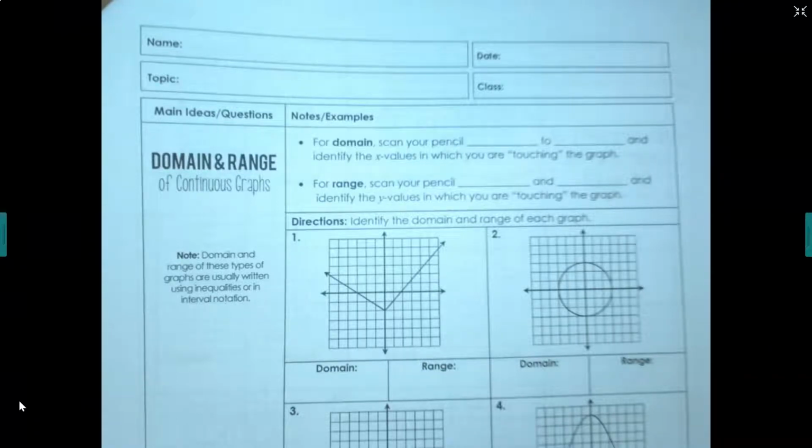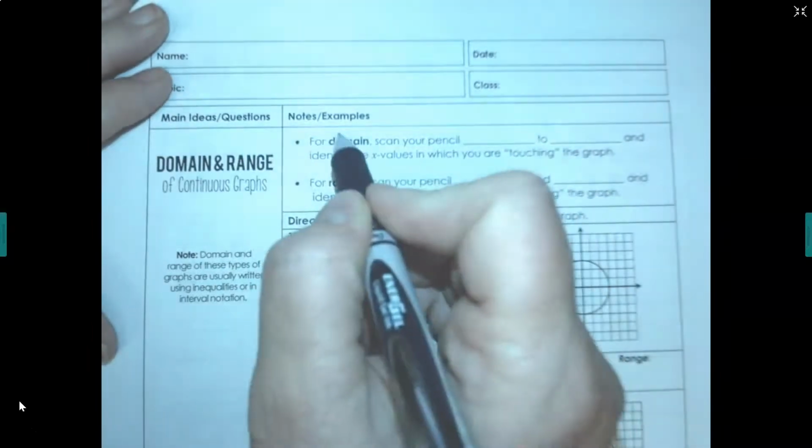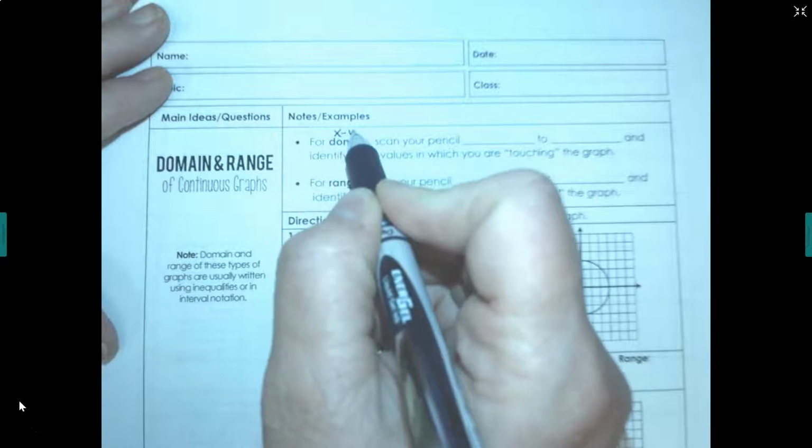in inequality notation. All right, so we talked about domain and range of discrete graphs where we were able to exactly identify the x values and the y values. But in a continuous graph, it's a range of x values and a range of y values. So we'll be writing our inequalities using inequality notation because there's going to be a range of x values and a range of y's.